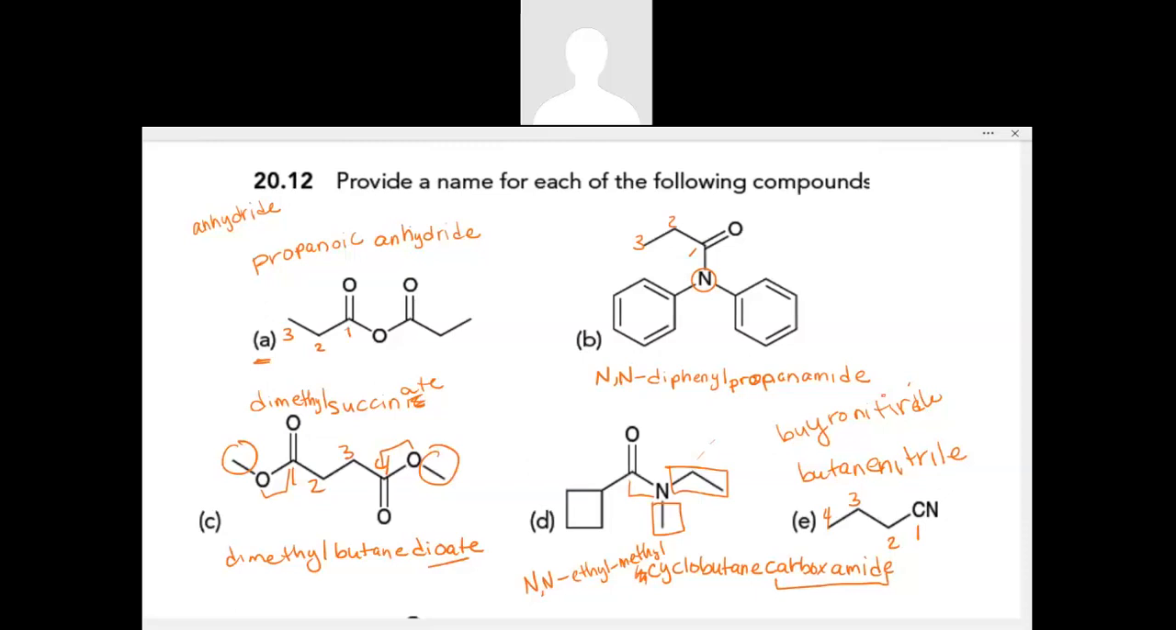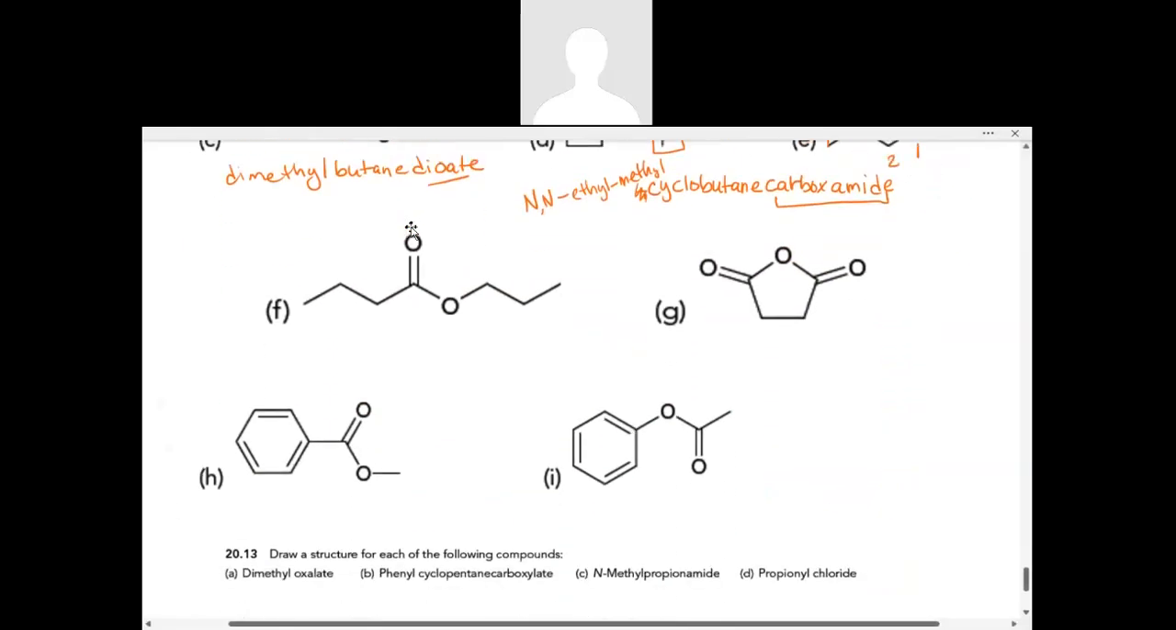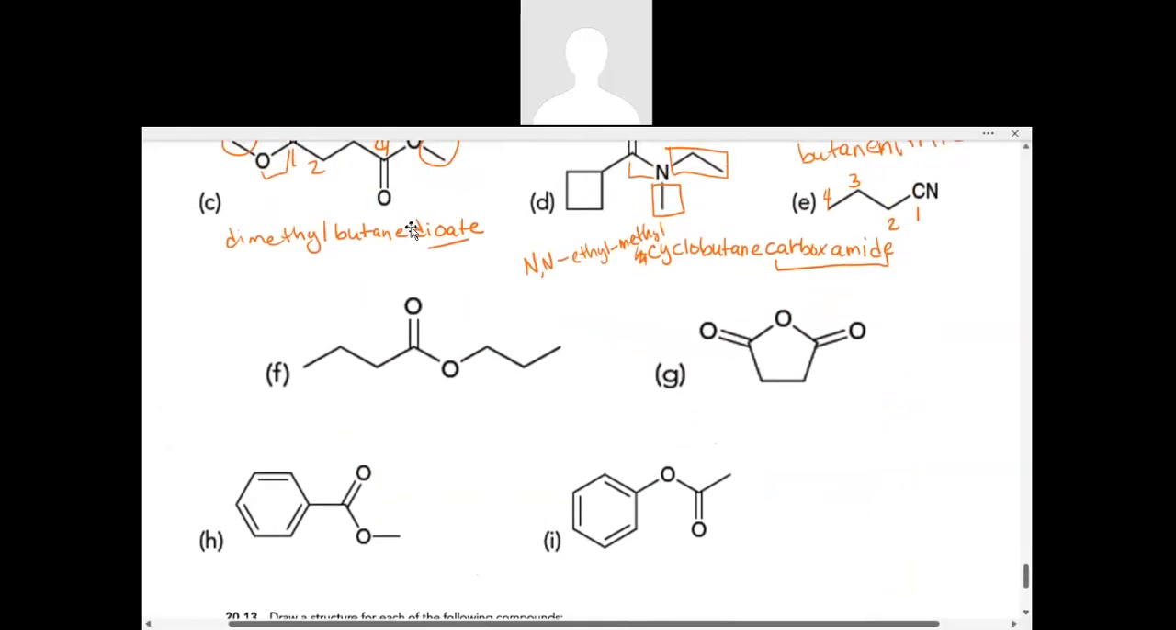Oops, let's go back. We started off poorly with that one from the beginning. So this would be, again, butyronitrile. There we go. All right, so we have a couple more compounds. We'll name these a little bit quicker here.